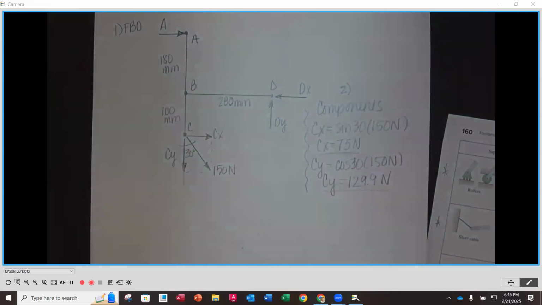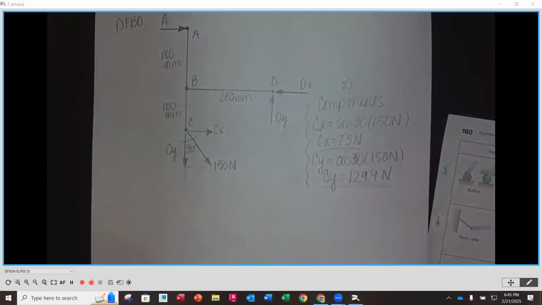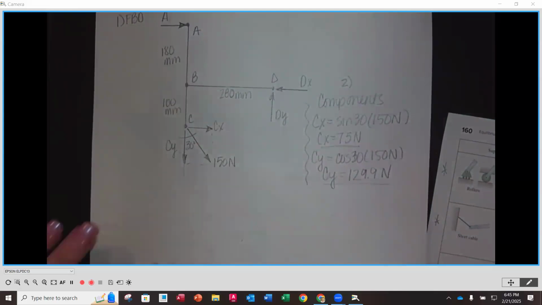Thank you. I'll double check right now. This is 100 and 180. Okay, 280 there. Thank you. Now we're ready for our equations of equilibrium, right?